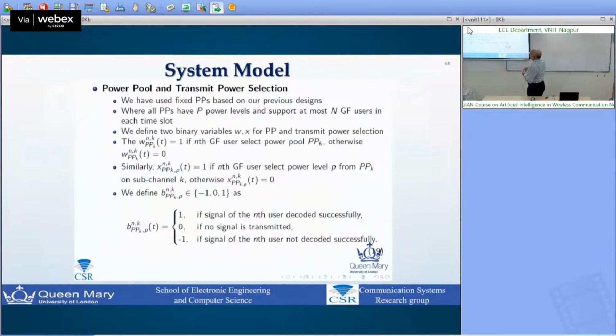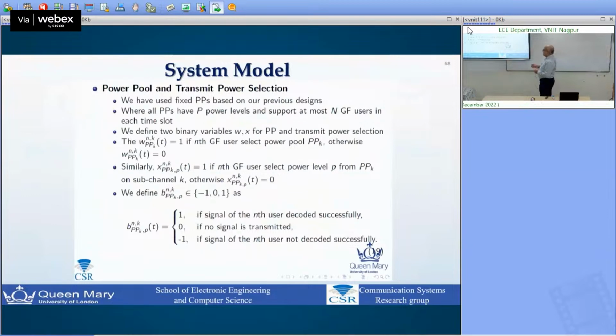Like earlier, each power pool is going to have a certain number of power levels and it supports a certain number of grant-free users. Here we have some binary variables. If a particular user selects a particular power pool, then we say that constant is 1, otherwise 0. Similarly, if it selects a certain power level, then we consider that variable x either 1 or 0, depending on whether it selects that power level.